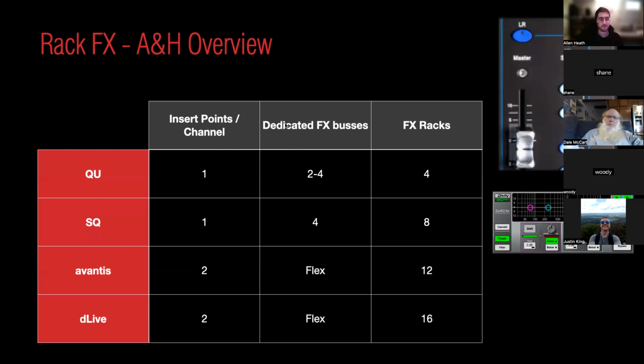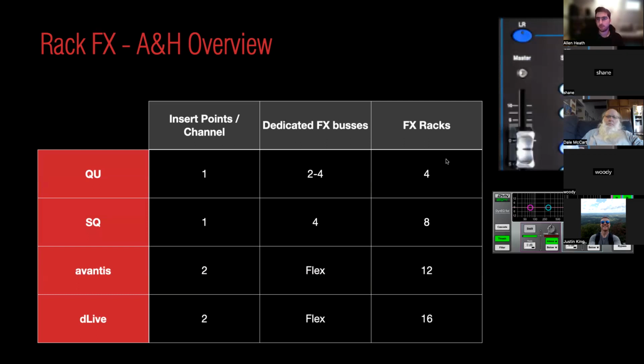In terms of dedicated effects buses, so these are effects buses that are specifically meant for effects sends. On Q, depending on which model you have, you can have between 2 and 4. So a Q16, that's what this image is showing here. This is the master section of a Q16. You have FX1 and FX2 dedicated buses, but you actually have 4 FX racks on a Q16. So this is across all Q models.